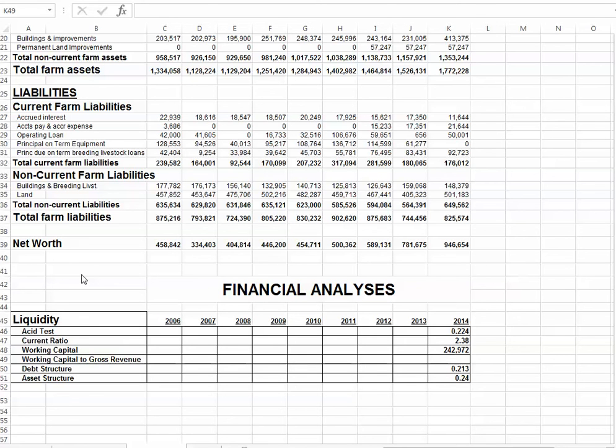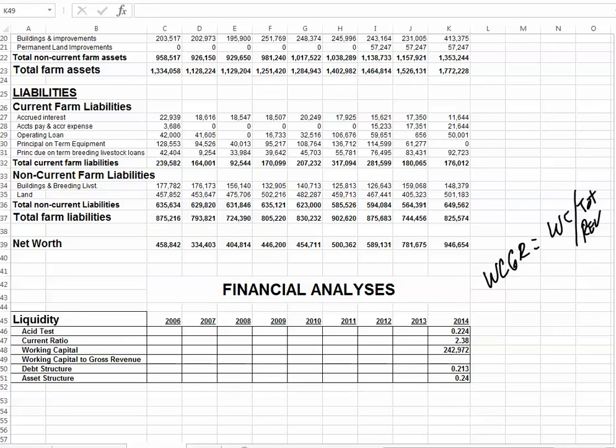So working capital to gross revenue simply determines how much of the gross revenue, now this is before expenses, but how much of the gross revenue during the year is still available at the end of the year in order to pay current liabilities. The definition of working capital to gross revenue is simply equal to working capital divided by total revenue.